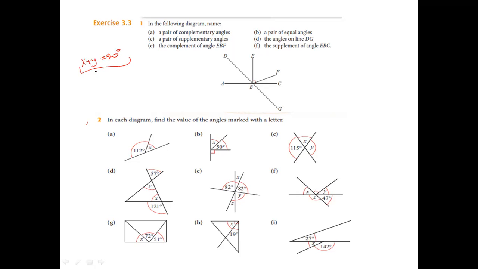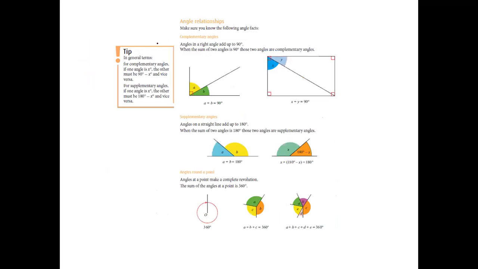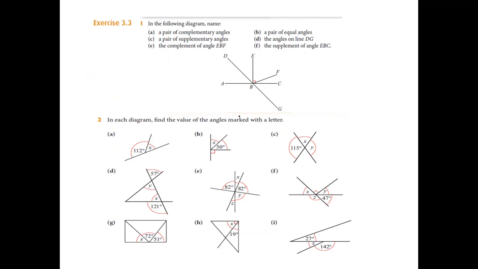And what was supplementary? It is also x plus y equal to 180. Okay, I want to show you. Yes, complementary angles make a right angle and add up to 90 degrees, and supplementary angles make a straight line and add up to 180 degrees.